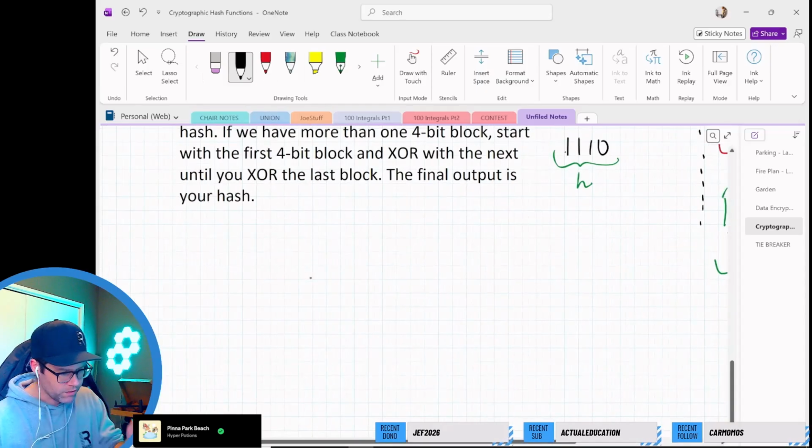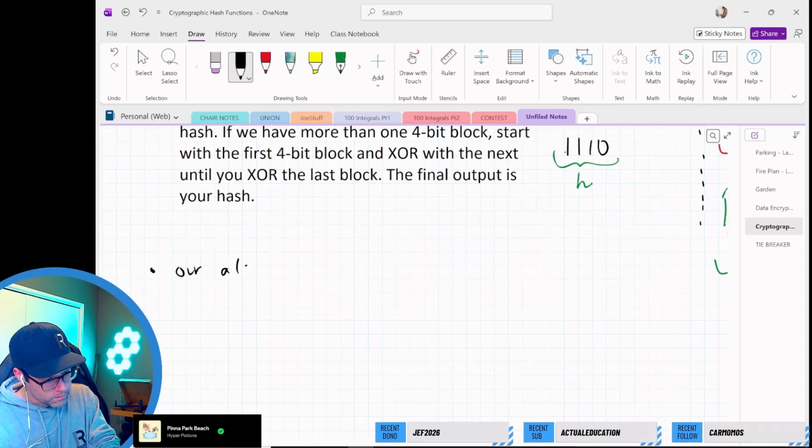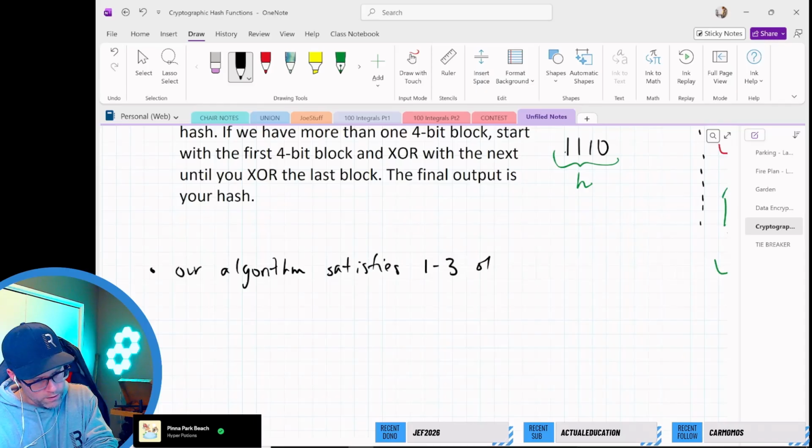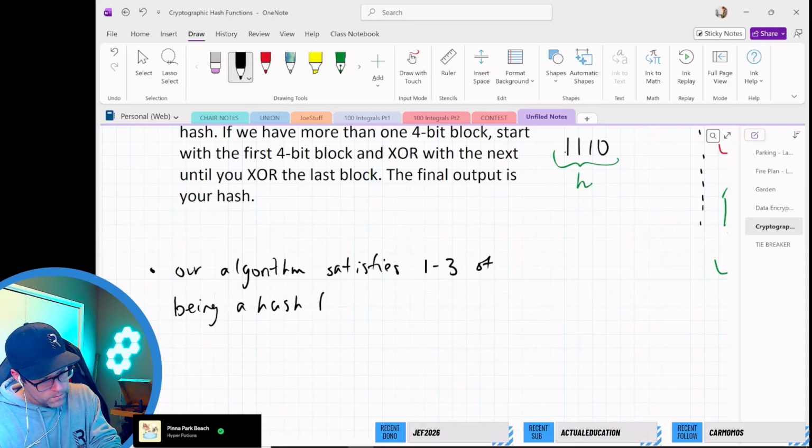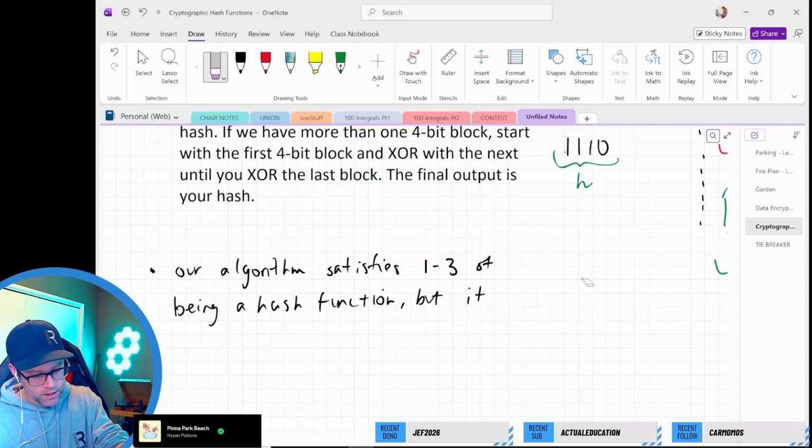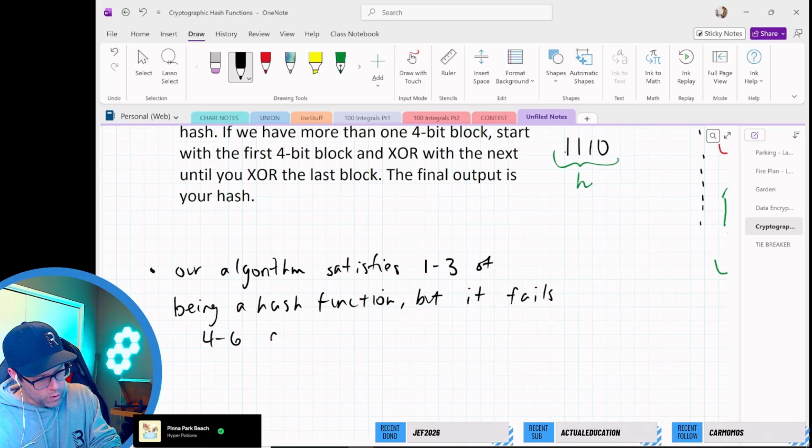So maybe let's just jot a couple of things down here that I think are important. Our algorithm certainly satisfies 1 to 3 of the properties of being a hash function. But not that it may fail, it actually does fail. It fails 4 through 6 quite quickly, I think.